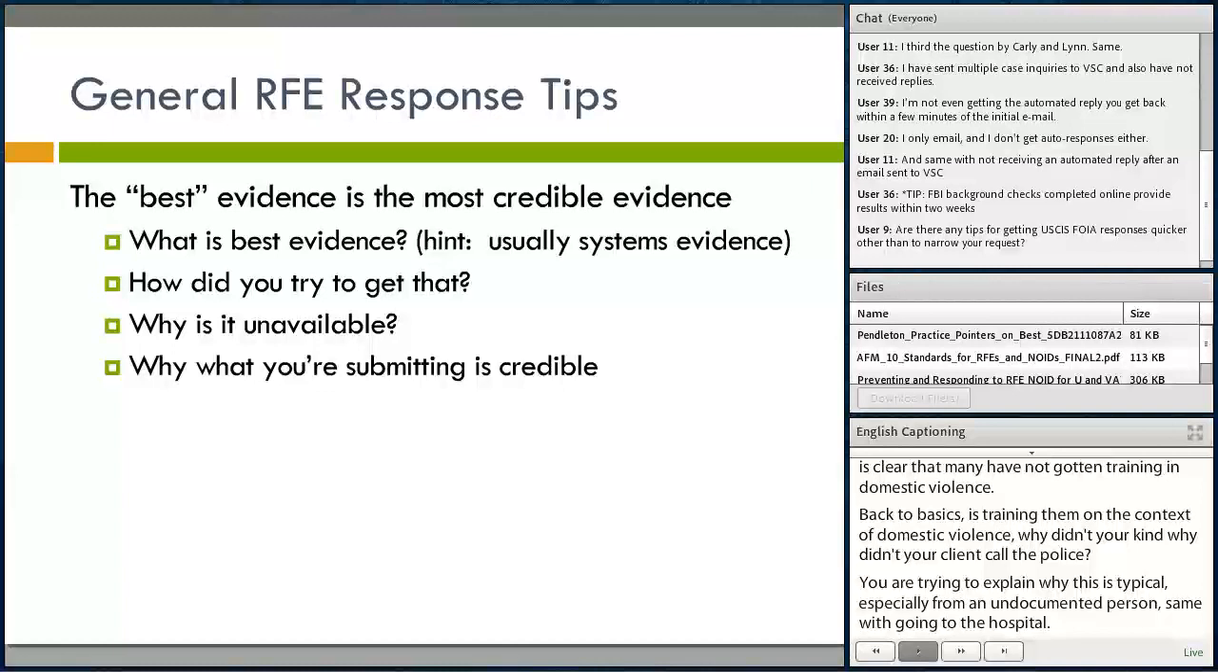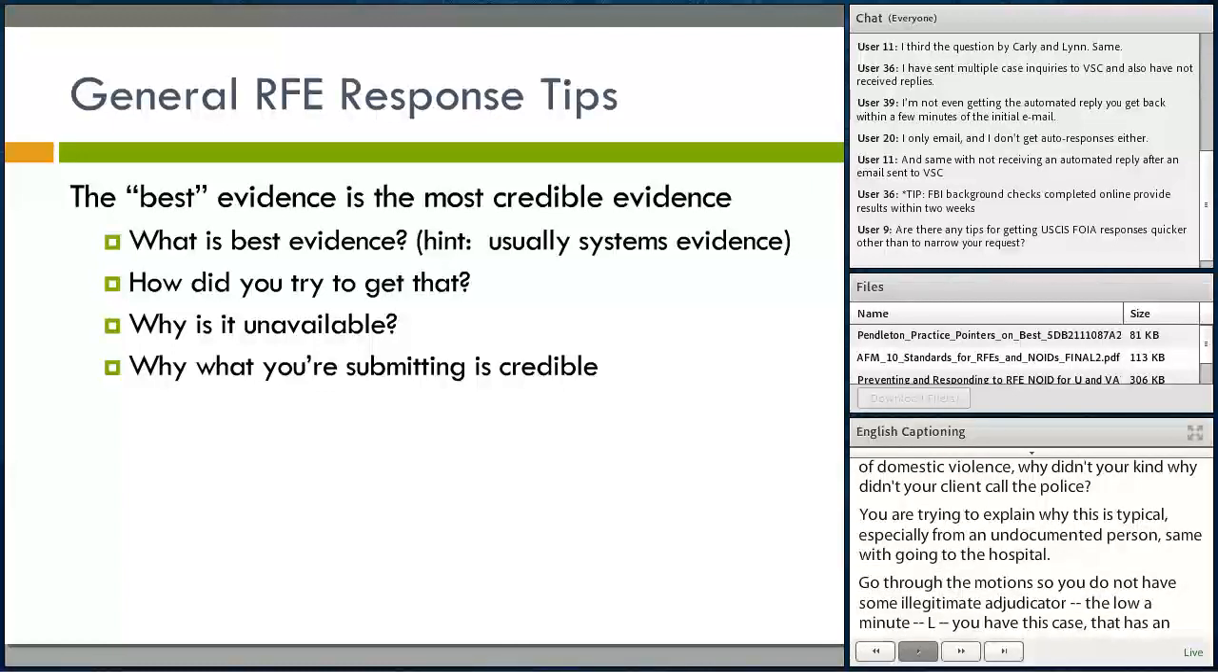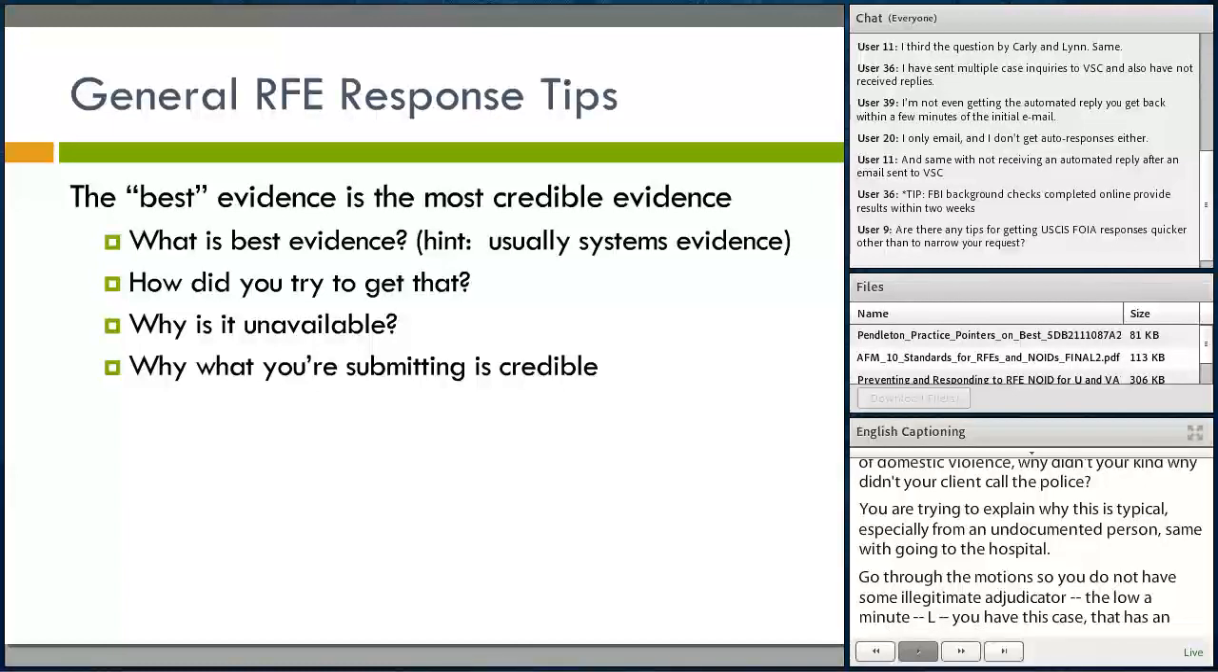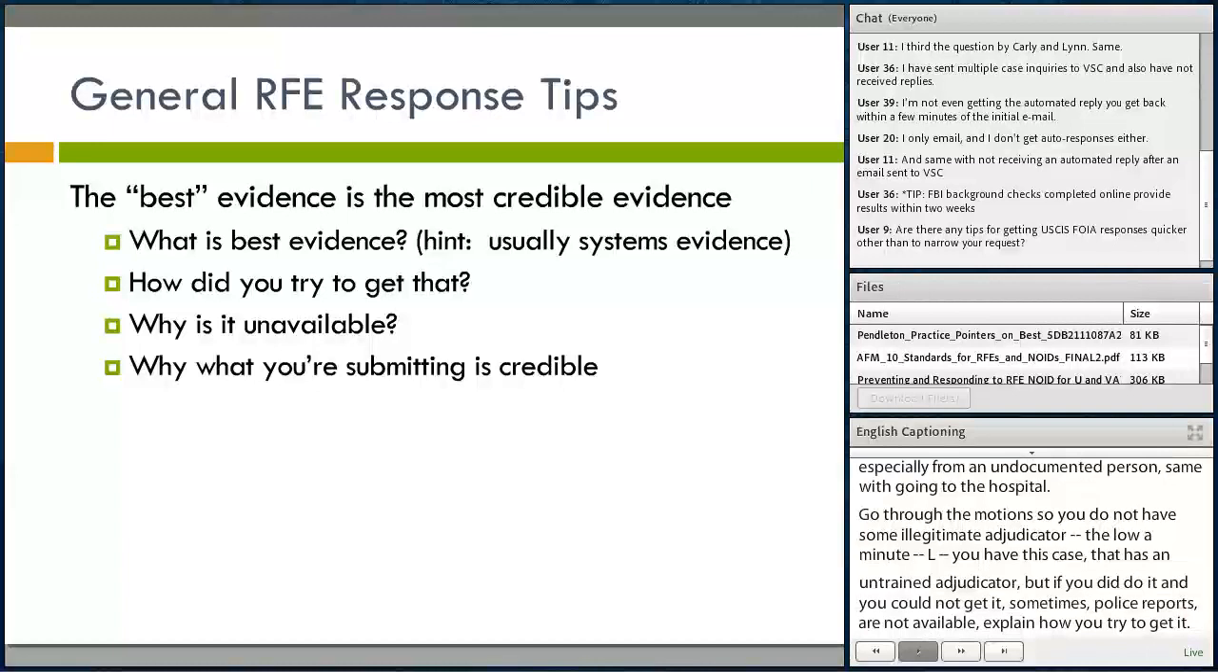But if she did do it and you couldn't get it, then explain it. Sometimes police reports for good moral character, for instance, are not available. So explain how you tried to get it. Why weren't you able to get it? Again, if you can document, that's fine.